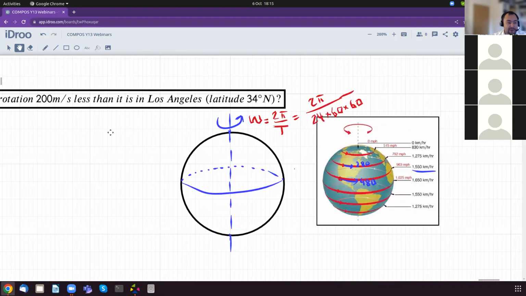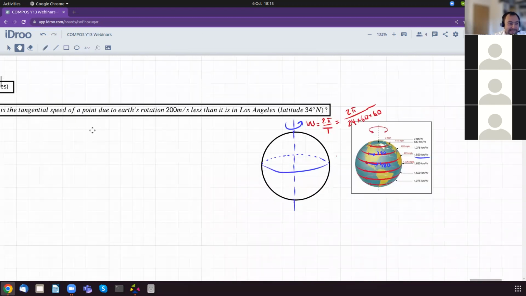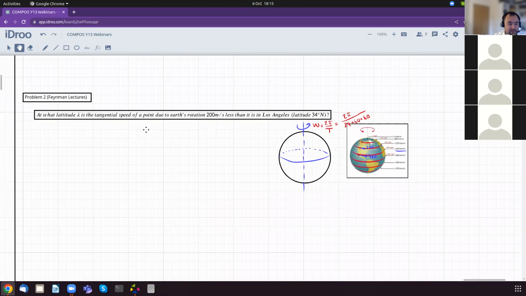So you can look at it in real time. At what latitude, lambda, is the tangential speed of a point due to Earth's rotation 200 meters per second less than it is in Los Angeles? You can use the link I sent. The link gives you access to the whiteboard.